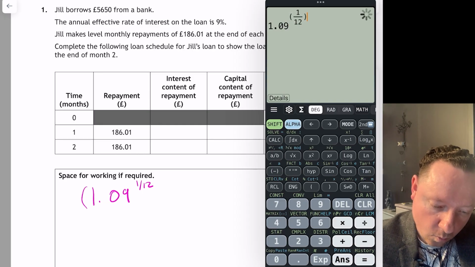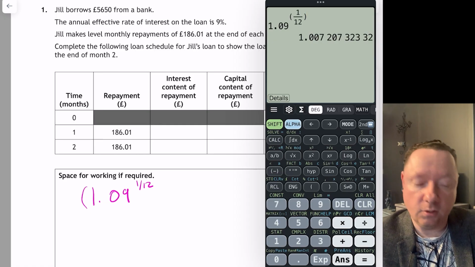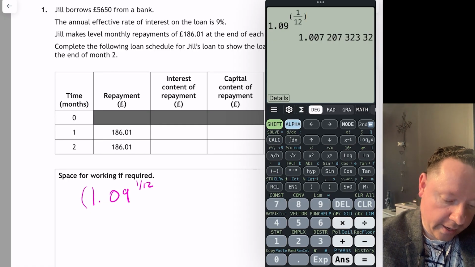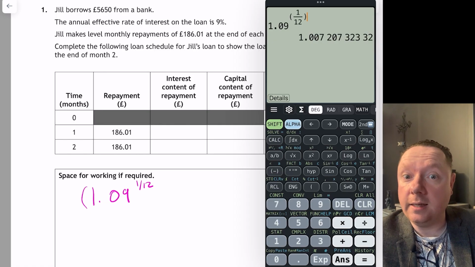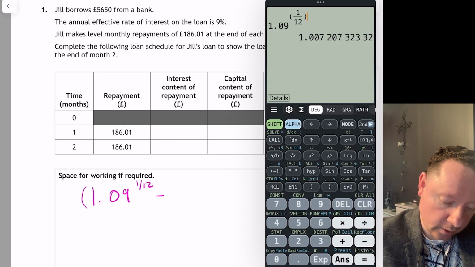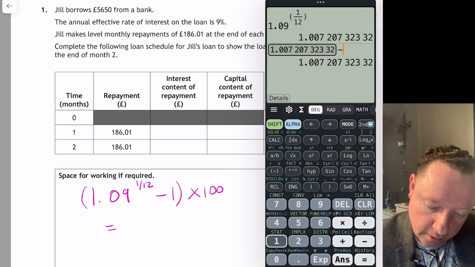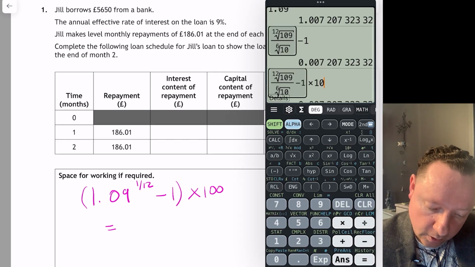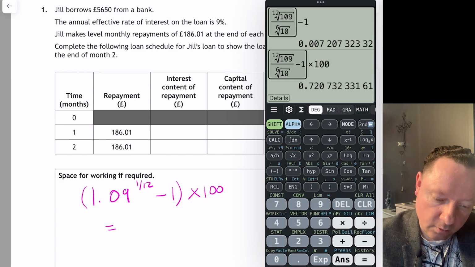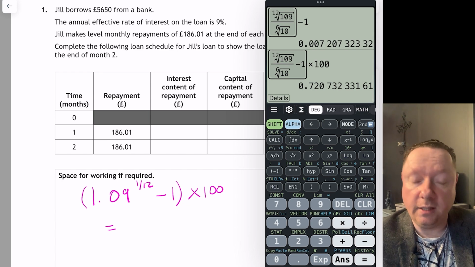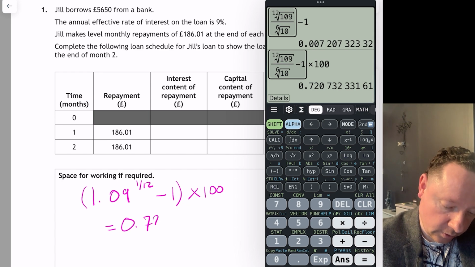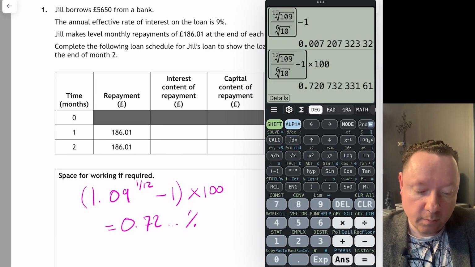That's 1.0072. So we then need to take away the 1 and times by 100 to change it back to a percent. Take away 1 times 100 and we get 0.720732, so 0.72%.